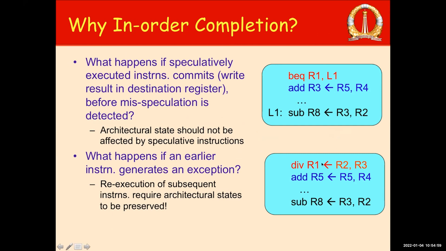Whereas in this case, there is a divide instruction and there is an add instruction. Maybe the divide instruction was waiting for one of the operands to become available, and the add instruction had all its operands available and it can go for execution. This is not a speculatively executed instruction. This is an instruction which is executed out of order. It's a non-speculative instruction, but still you don't allow this R5 to be modified because of various other reasons. In general, you implement in-order completion, whether it is speculatively executed instructions or instructions which are executed out of order.